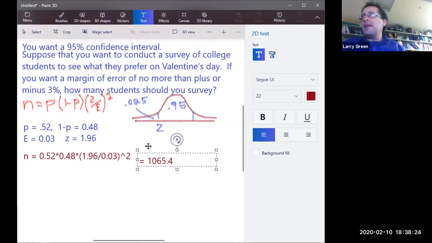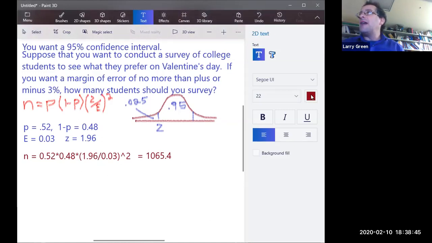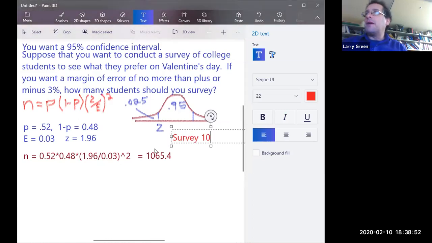This is the one case where we don't follow the rules of rounding. You always go up. So even though it's 1065.4, I'm going to round up to 1066, because you want to make sure that you get that estimate. Let me just write this down. So now what we can say is: survey 1066 students.